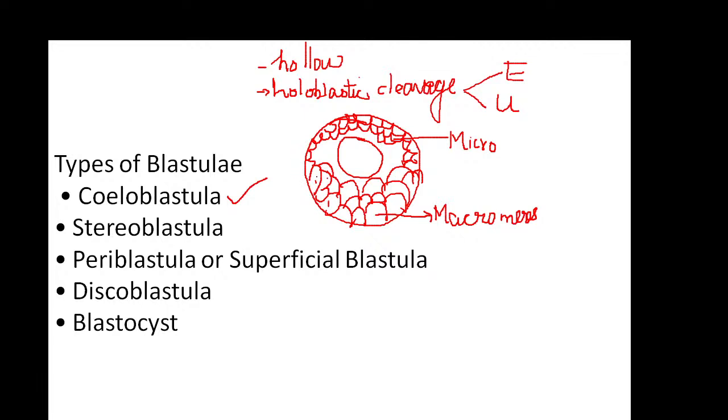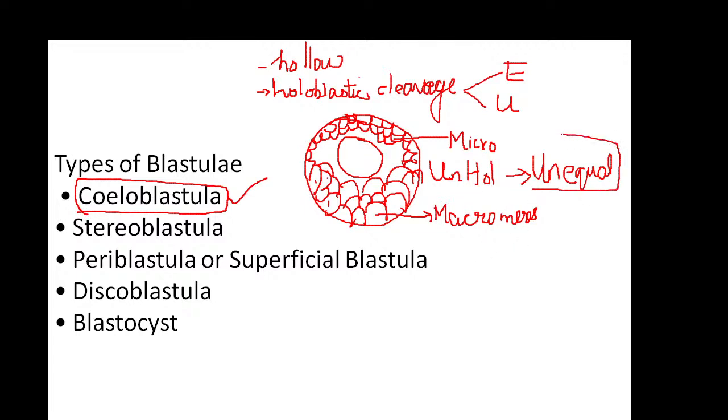What is the specialty of this blastula? The blastomeres differ in size. That means it is unequal. The blastula formed as a result of unequal holoblastic cleavage is called unequal coeloblastula. So there are two types of coeloblastula: unequal coeloblastula and equal coeloblastula. This is unequal coeloblastula. We are talking about coeloblastula, okay? Unequal coeloblastula. Then the next type is equal coeloblastula.